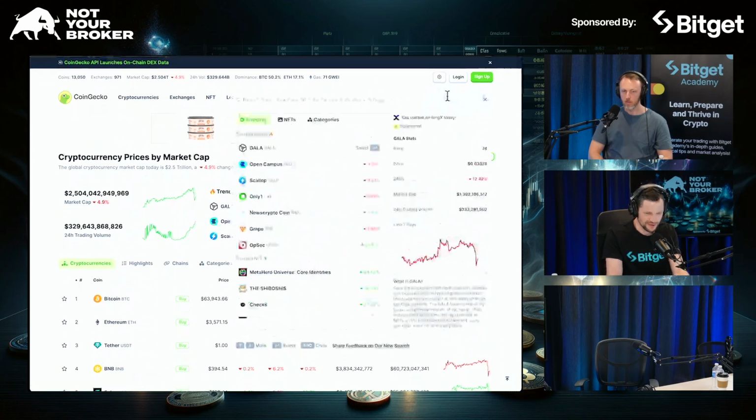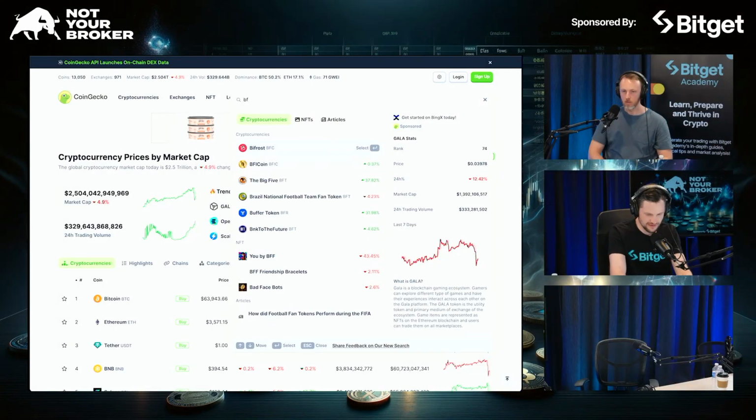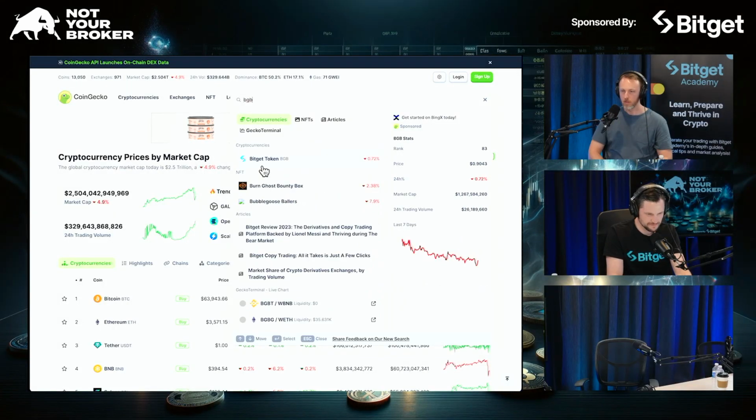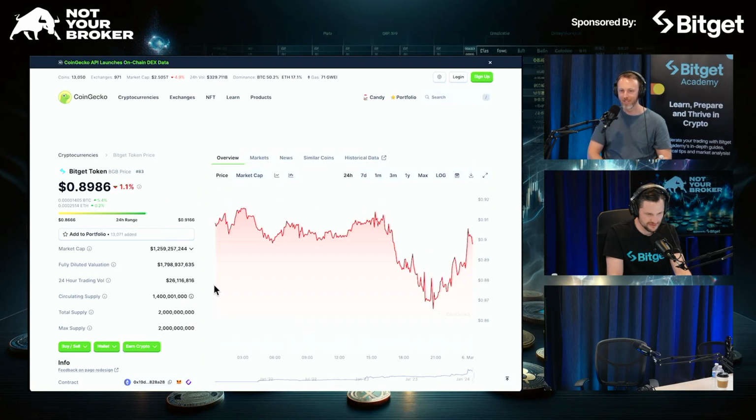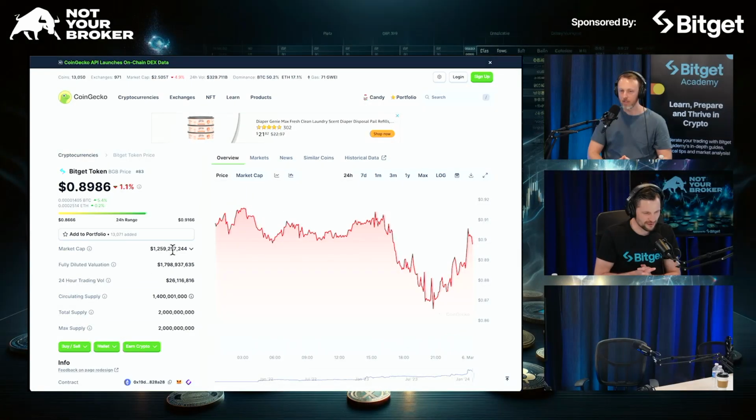Do you have any other stats on BGB? No, not really. Okay. So let's just do a last check here. $1.2 billion valuation, fully diluted at 1.8. Again, Binance 60, Bitget 1.2, Binance's open interest at 16 billion, Bitget's at 8 billion. A lot of opportunity there.